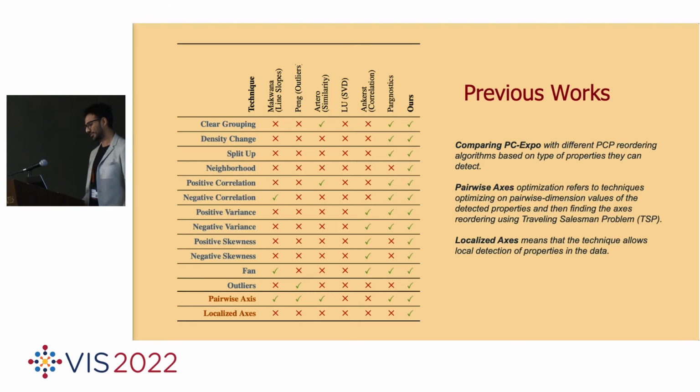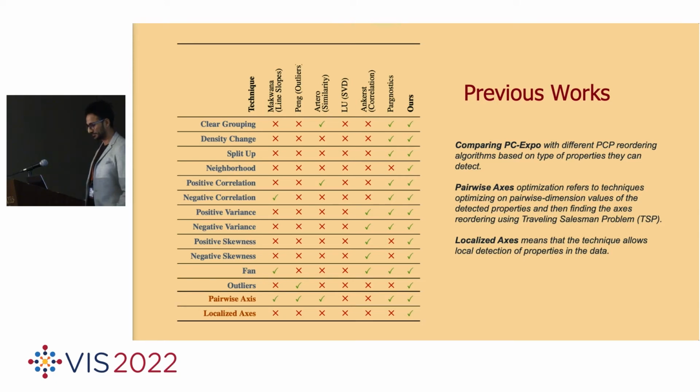We also considered previous works which try to optimize axis reordering and try to reorder parallel coordinates using all of these properties. But none of the tools support all these properties together in a single interface. Also, one important thing is the localization of axis. Local properties are very important when we're trying to reorder parallel coordinates because, let's say, for example, positive and negative correlation coexist on an axis. If I'm globally looking at that axis, then the overall value of correlation would be 0. But we want to look at it locally so we can note both the positive and negative correlations in the axis.